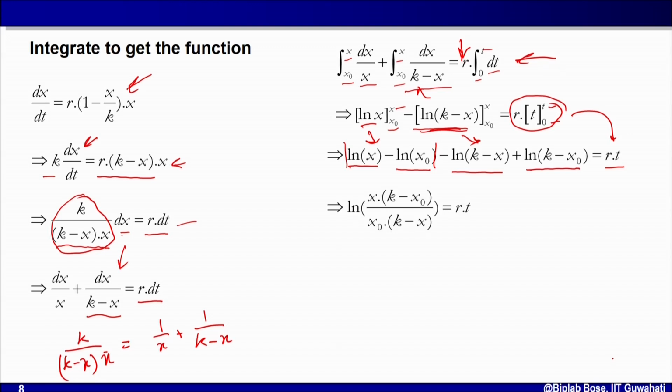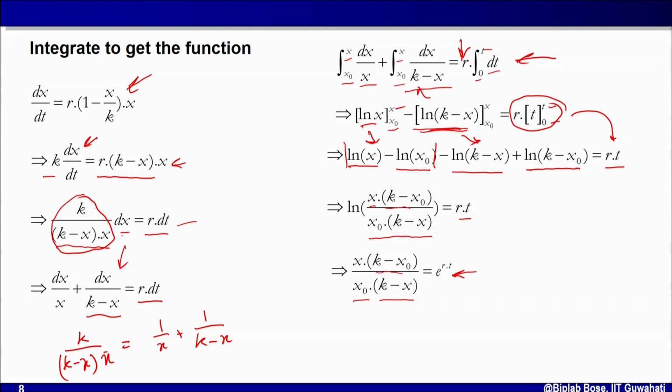So if I simplify further, taking all those logarithmic terms together, I get ln of x into (K minus x naught) divided by x naught into (K minus x) equal to RT. I will do further rearrangement. I am taking the log out. So I get x into (K minus x naught) divided by x naught into (K minus x) is equal to e to the power RT, an exponential term on my right hand side.